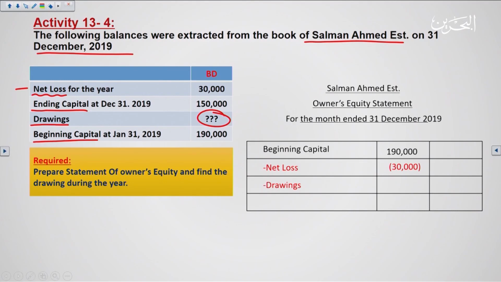And we have the drawings, which is also going to decrease the capital. And this figure is missing. We will find out how we will calculate it now. Then they give us the ending capital, which is equal to 150,000 BD. Now I have to figure out how to calculate this figure. So I will start with these two figures. I will subtract them, and I will get this amount, 160,000 BD. Now I will calculate the drawings by subtracting these two elements, and I will get 10,000 BD for the drawings.